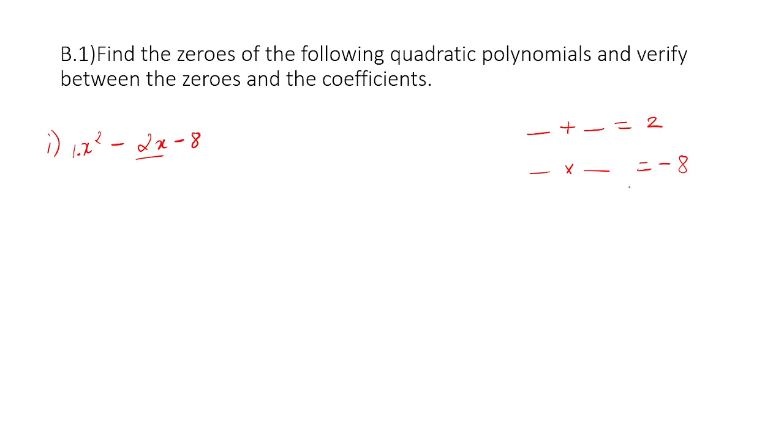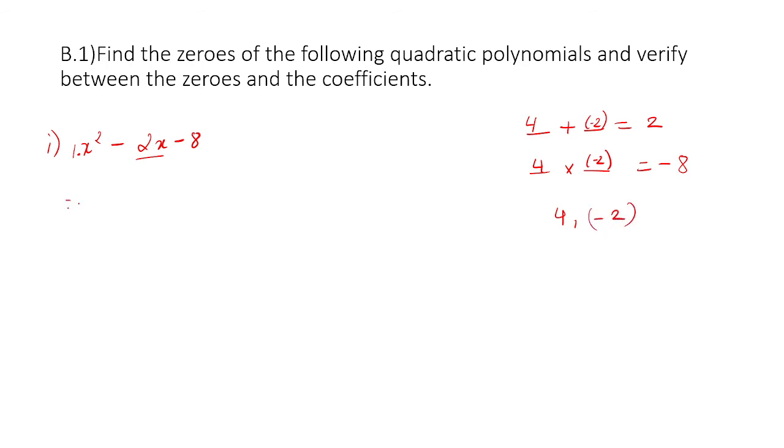When you multiply it, you should get minus 8. Now, you'll increase your speed only if you keep on practicing. Right now I'm able to easily do it because I've done it a couple of times. So if you keep on practicing, these values will easily come out. 4 plus minus 2 will give you 2, but 4 into minus 2 will also give you minus 8. Therefore, these are the two terms.